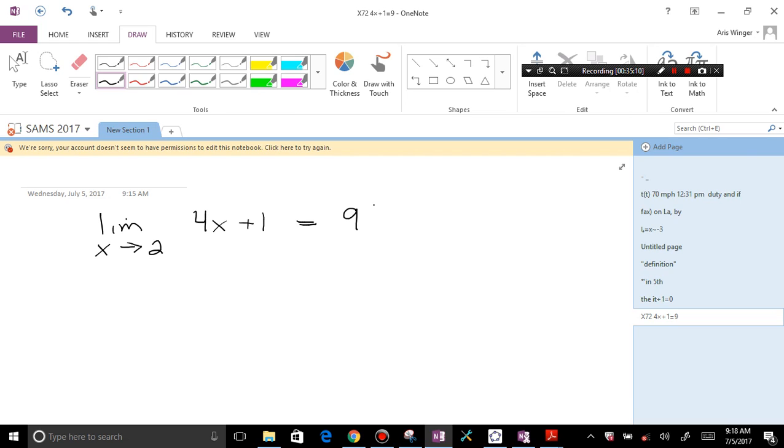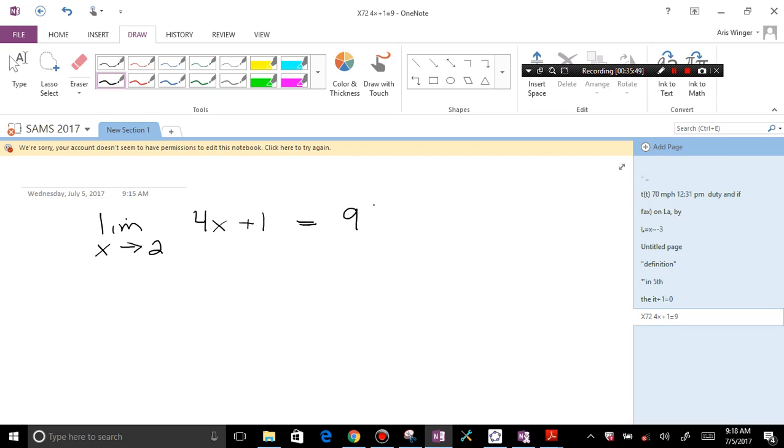Right? So, the definition is not that this gets closer and closer to this as this gets closer and closer to this. It is that I can make this as close to this as I want by making this sufficiently close to this. I'm convinced that this limit is this if I can make this as close to 9 as I want by taking x sufficiently close to 2.